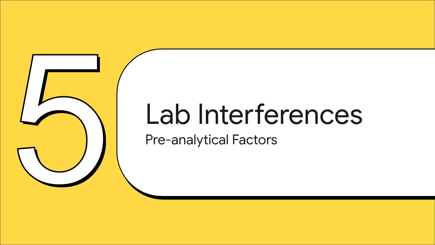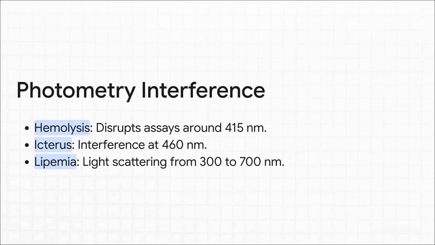Section 5. Differentials and laboratory interferences. We have to recognize that modern lab analyzers utilize photometry, measuring light absorbed in the UV and visible spectrums. Therefore, the integrity of the specimen is paramount to getting correct data. For example, hemolysis disrupts colorimetric assays because free hemoglobin causes severe absorbance interference, specifically right around 415 nanometers. Then you have icterus, or high bilirubin, that exerts significant spectrophotometric interference, peaking at 460 nanometers.